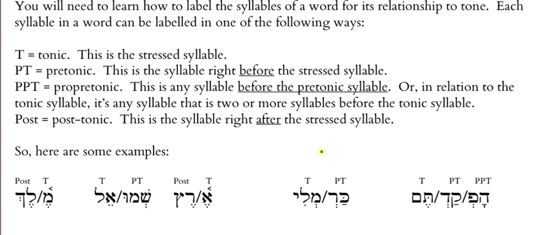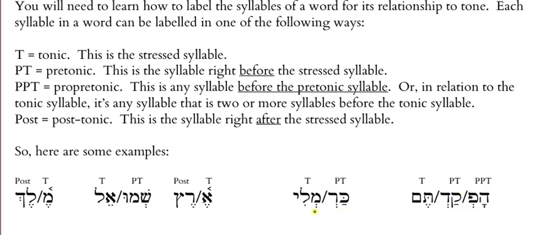So just looking at a couple of examples, we have hofkodtem. There's no accent mark anywhere here, so I assume the final syllable must be accented. That will be labeled T for tonic. The syllable before is labeled PT for pretonic, and the syllable before that is PPT for propretonic. Okay? I don't want you to worry about how I got the syllable divisions and how I knew that was a kametz katuf over here and a silent shiva. I just want you to notice the placement of the tone abbreviations.